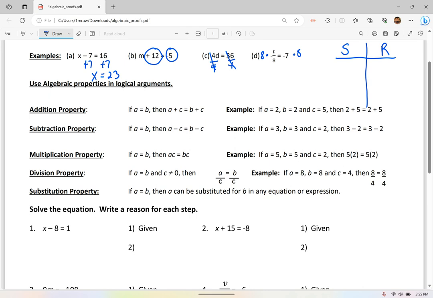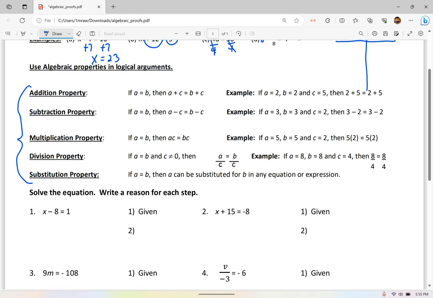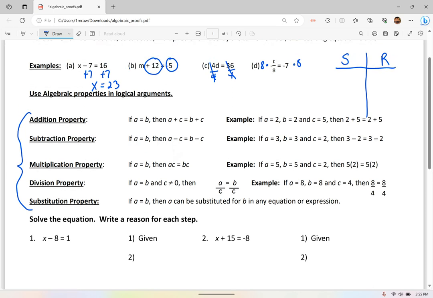Okay. So these are some properties we already know are algebraic properties in logical arguments, or in proofs, as we say. Okay, so your addition property is when you're adding the same thing to both sides. Kind of like we did on example A, where we added 7 to both sides, that's called the addition property, right? Those are some specific examples where we add the same thing to both sides. We're adding the 7 to both sides.